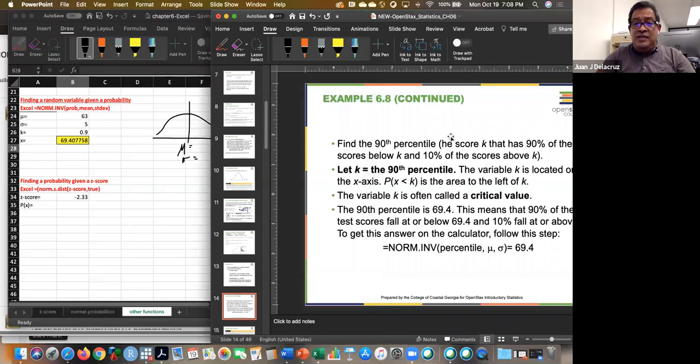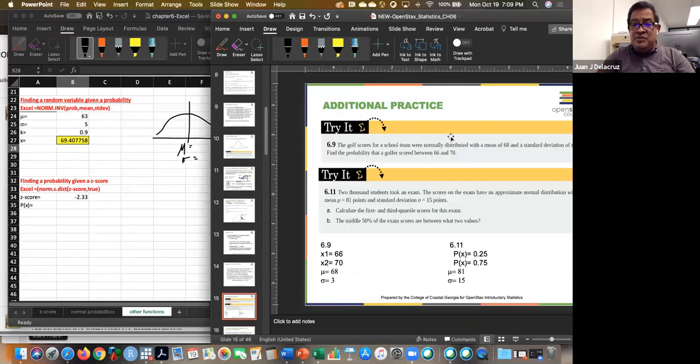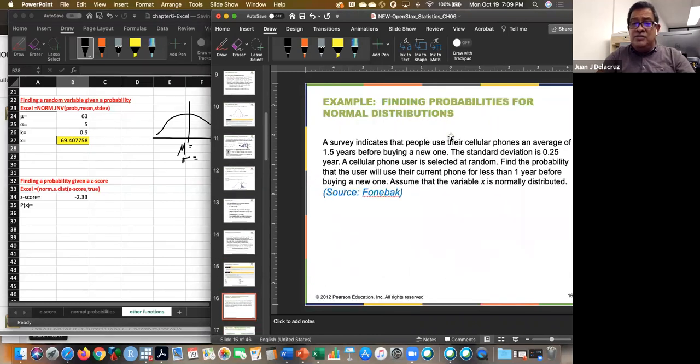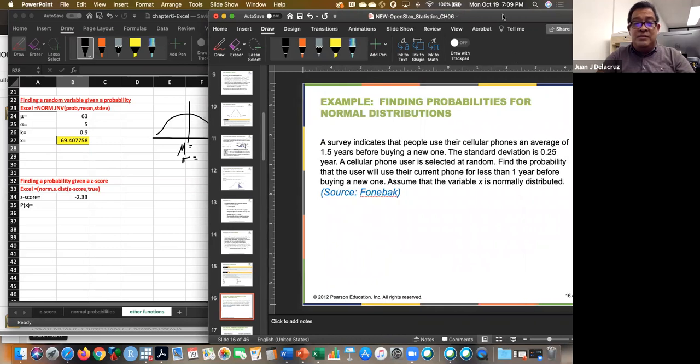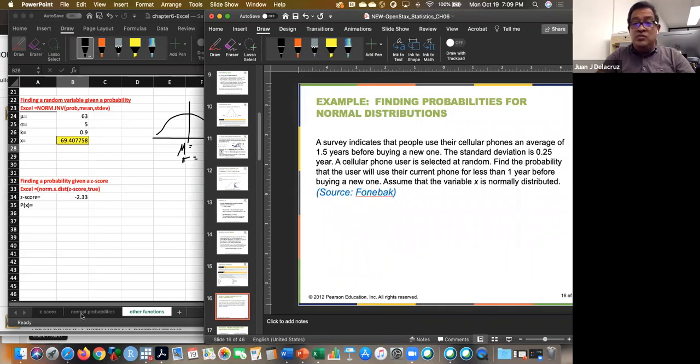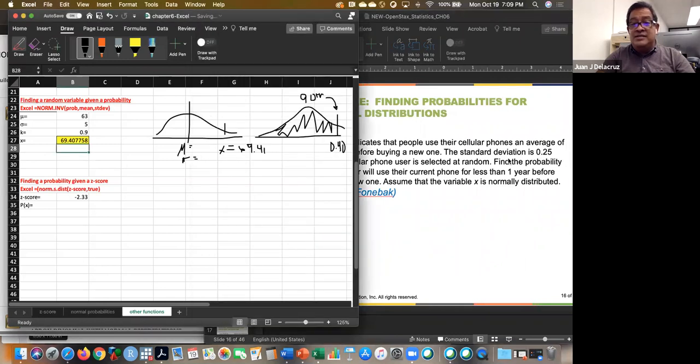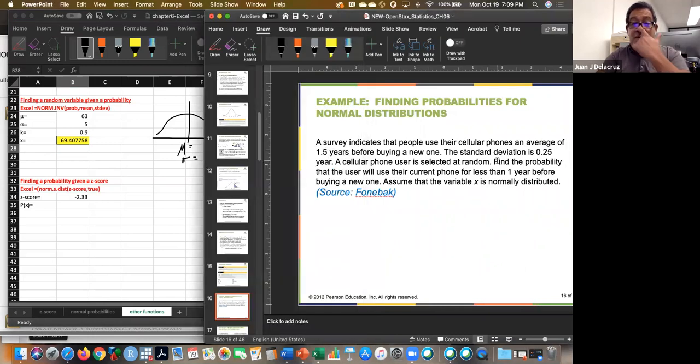Let me see, I think I have another example somewhere in here. Those are some of the examples that you can also do in your assignment. These cases are finding probabilities for the normal distribution.